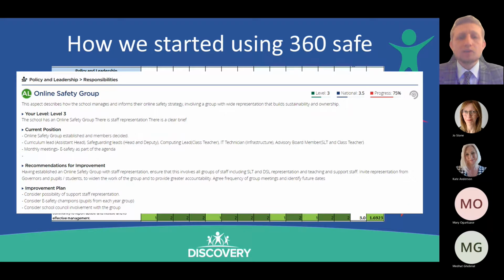So I just wanted to talk about how we started using 360 Safe. We started our journey probably only just over a year ago, and we found it a really useful tool in changing our mindset with online safety. I think maybe we're a little bit blinded by the fact that we all thought we were doing a really, really strong job with online safety, and it's not until you start using the tool where you go, oh, maybe we hadn't thought of that. Maybe we're not pushing that quite enough as we need to.